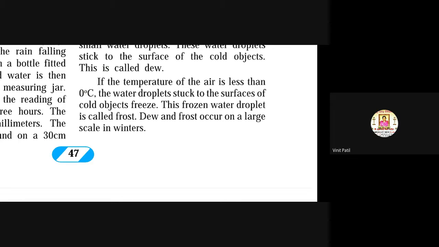This frozen water droplet is called as frost. मग हे जे फ्रोझन वॉटर ड्रॉपलेट्स आहे, जे कोल्ड ऑब्जेक्ट पेक्षा आपल्याला दिसून येतात, इफ टेम्परेचर ऑफ द एअर इज लेस दॅन 0 डिग्री सेल्सिअस, देन इट इज कॉल्ड एज अ फ्रॉस्ट. ऑल राईट. ड्यू अँड फ्रॉस्ट ऑकर ऑन अ लार्ज स्केल इन विंटर्स. ओके, हे ड्यू आणि फ्रॉस्ट कधी ऑकर होतं किंवा कधी आढळून येतं, बेसिकली इट इज इन ऑन द लार्ज स्केल इन विंटर्स, because in winters the temperature of the air in the atmosphere is very low, and this is a proper condition to form the dew and the frost.